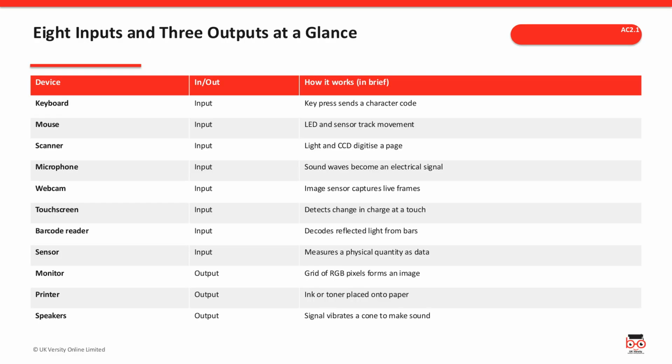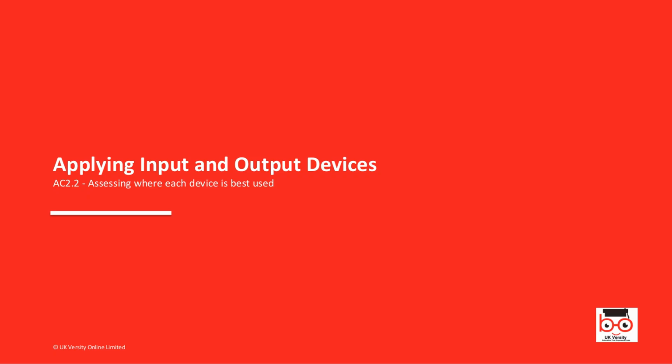This table brings all 11 devices together at a glance, with a one-line reminder of how each works. You can run your eye down the input column, from the keyboard sending character codes to sensors measuring the physical world, and then the output column, from the monitor's grid of pixels to the speaker's vibrating cone. It's a handy summary to come back to, and if you can explain any row in your own words, you're in good shape.